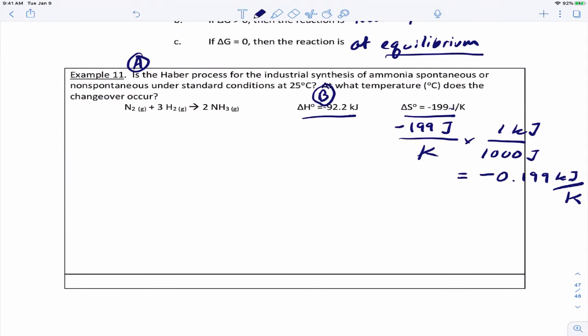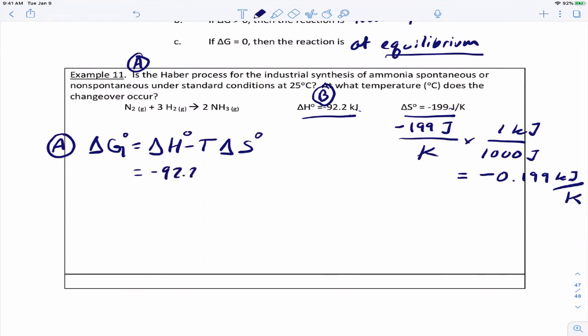So for part A, we're going to take that Gibbs free energy equation, delta G is equal to delta H minus T delta S. And these are all at standard state, so I'm going to put those circles in, the superscripts. What I'm going to do is put in the values for enthalpy and entropy, and then let's solve. So enthalpy was negative 92.2 kilojoules, minus T, the temperature was at 25 degrees Celsius.